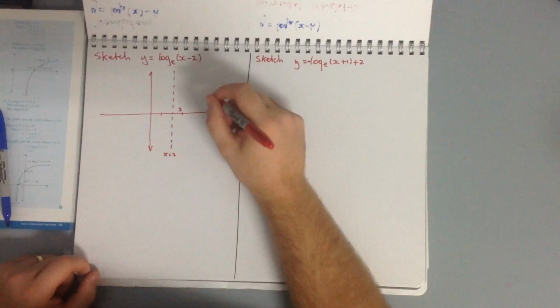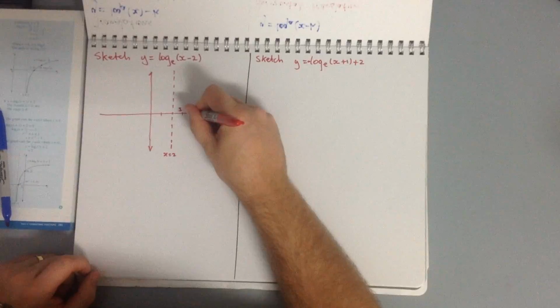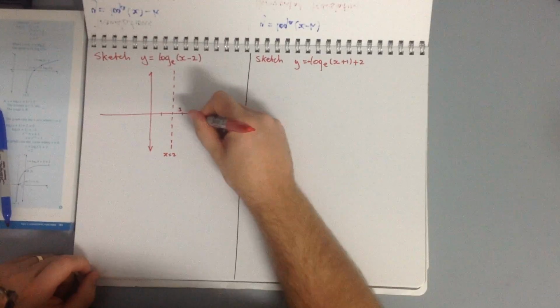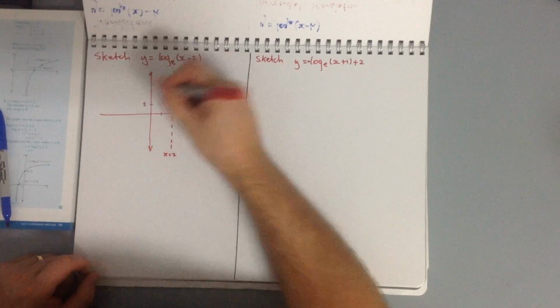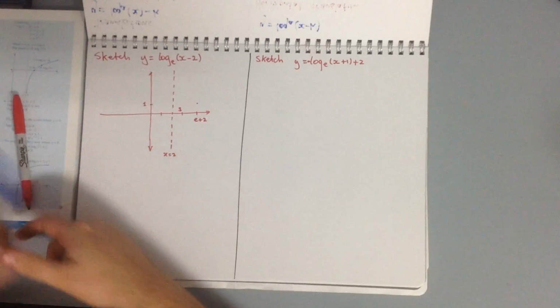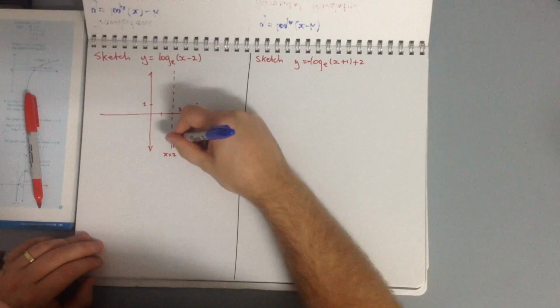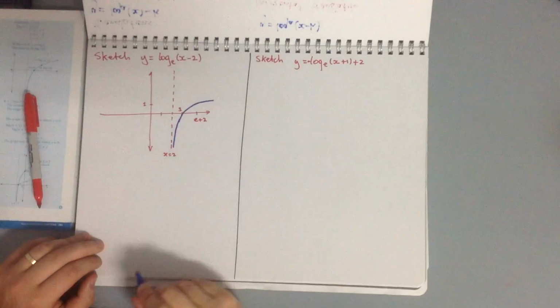And we'd also have the point, which would be somewhere up here, which would be e plus 2, and that's going to go through 1. So we're also going to go through this point here. So if we were to sketch that, it looks something like that.